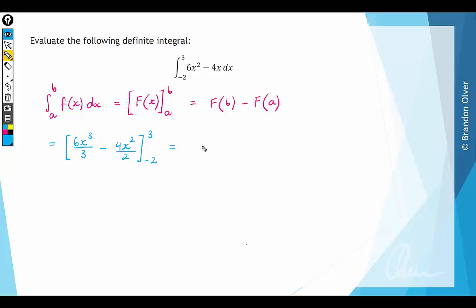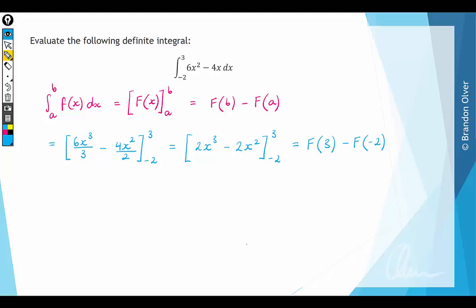So if we just simplify this a bit, inside the square brackets we get 6x cubed over 3 is the same as 2x cubed, and minus 4x squared over 2 is just minus 2x squared, and we have the same terminals, -2 to 3. The fundamental theorem of integral calculus says if we evaluate what's in the square brackets first at 3, and then subtract away what's in the square brackets evaluated at -2, that will give us the value of our definite integral.